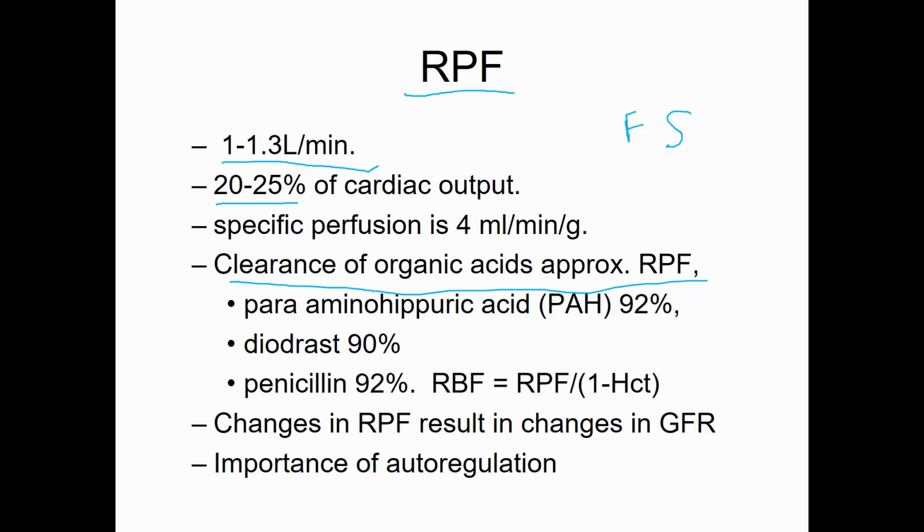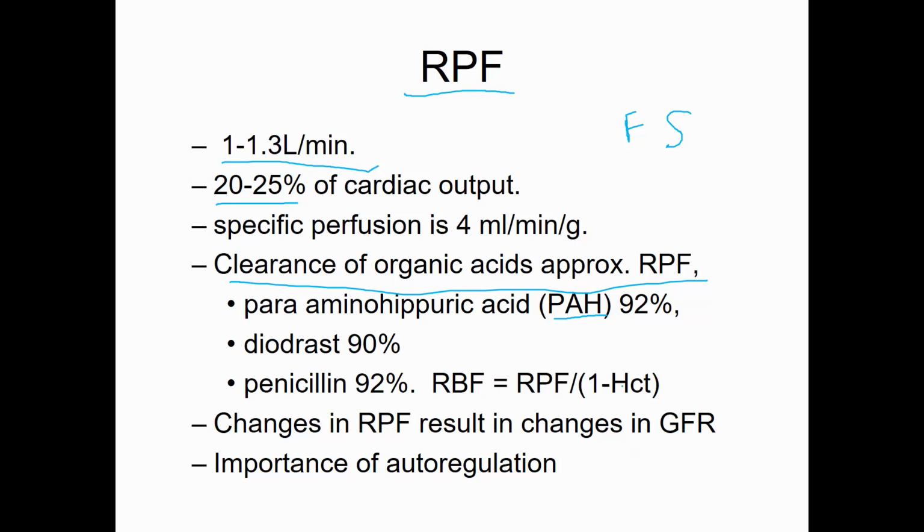So often nephrologists will do something called the clearance of PAH. PAH, or para-aminohippuric acid, is about 92% secreted. So the renal plasma flow is not exactly equal to the clearance of PAH, but it's pretty close. There are other things. This is a contrast medium. This is an antibiotic. So things that are highly secreted will tell you about your renal plasma flow.